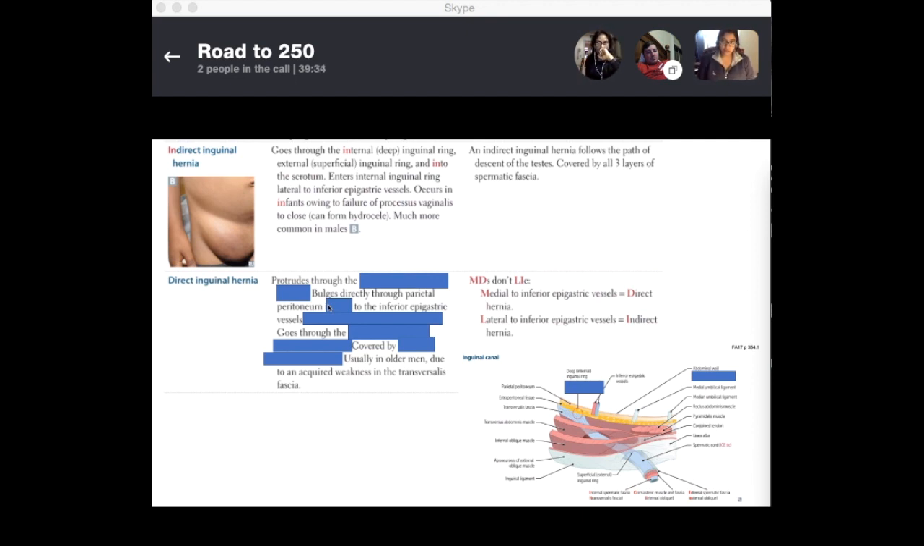Okay, so then we have our direct inguinal hernias, and these protrude through, what was the name of that triangle? I remember.